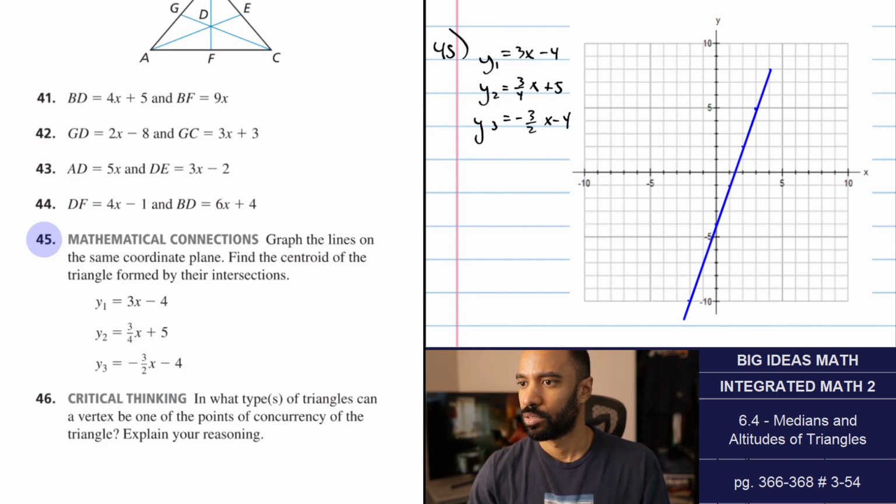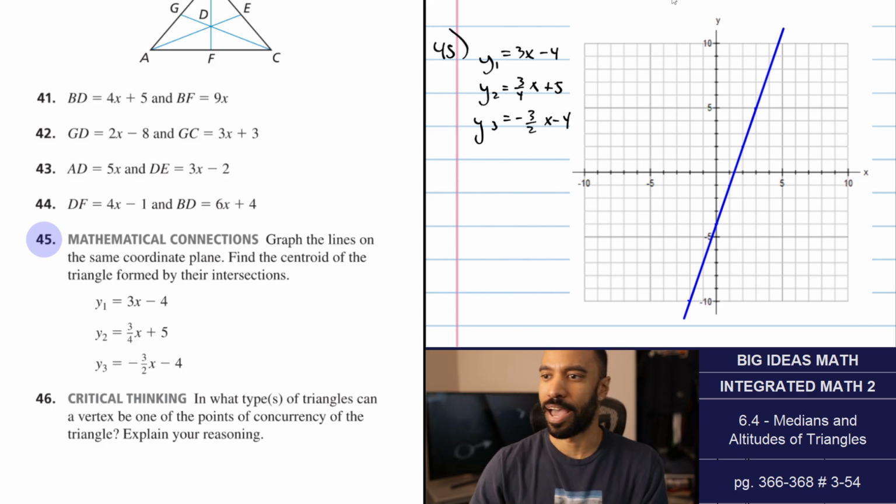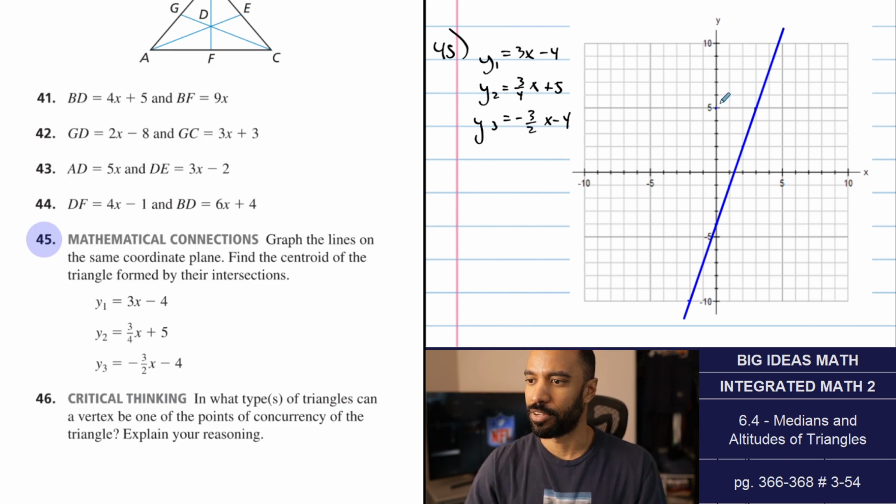Okay, so here's the first line. The second line, 3/4 x plus 5. Here's 5, and here's rise 3. 1, 2, 3, 4. So they intersect right there. So that's good to know. And down here.